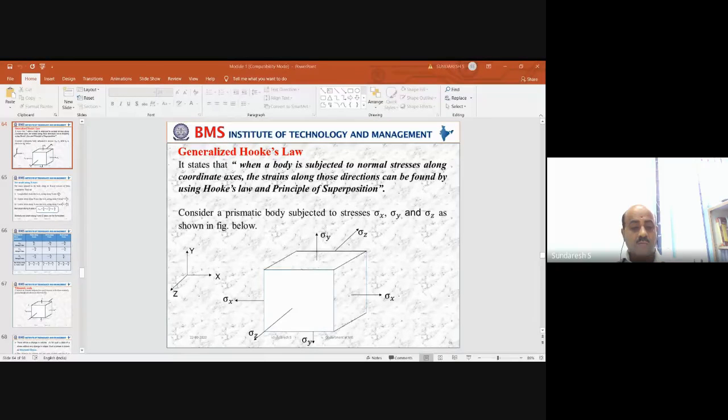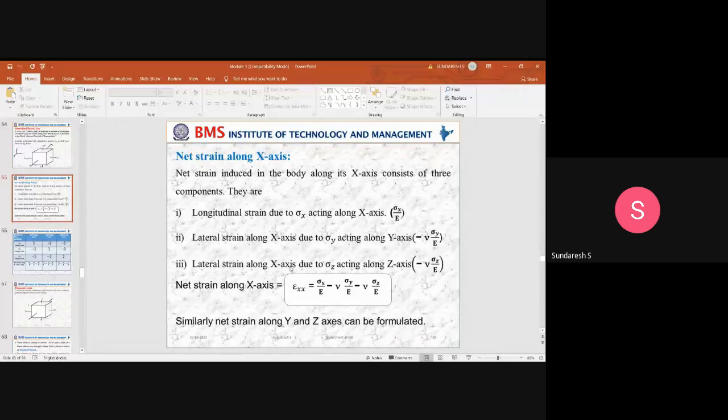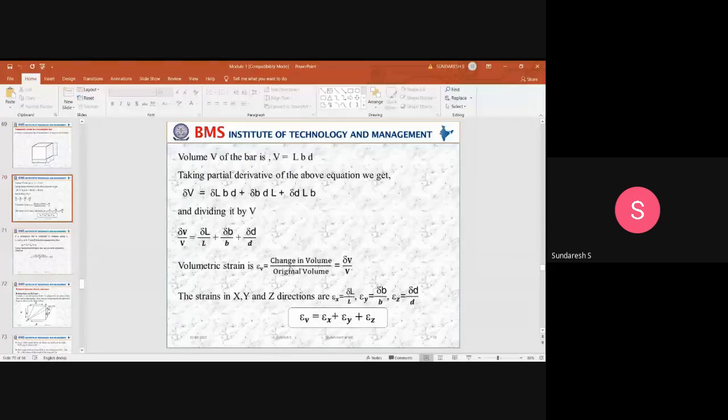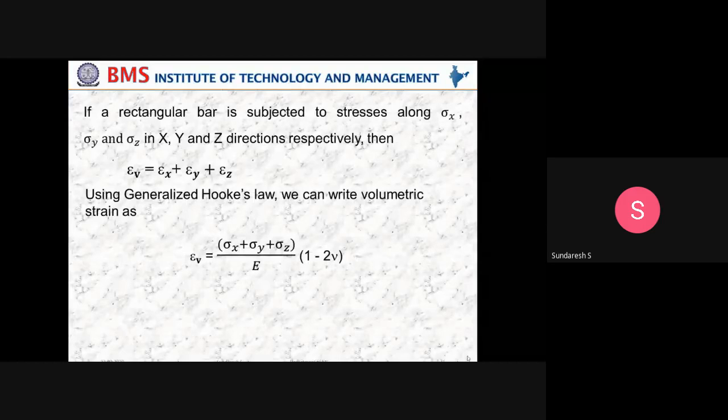So how can we write that? This is a very important thing for us. Why? Because we are arriving at one important conclusion now. Another important expression we are going to get over here. So what is that expression? We will go and see. So now let us take that a rectangular bar is subjected to stresses sigma x, sigma y, and sigma z in the x, y, and z directions respectively. Then we know the volumetric strain is the sum of the net strains along three mutually perpendicular directions.